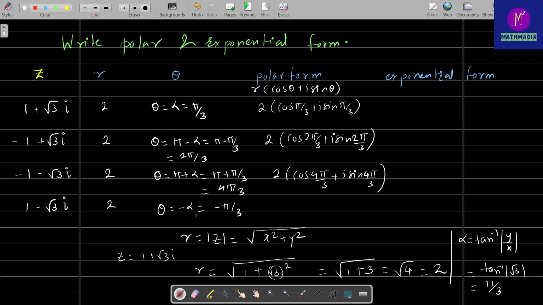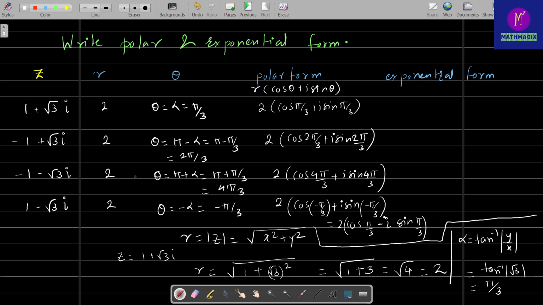For 1 minus root 3i, as r is 2 and theta is minus pi by 3, we can write it as 2 times cos of minus pi by 3 plus i sin minus pi by 3, which we can also write as 2 times cos of pi by 3, because cos of minus theta is cos theta, but sin of minus theta is minus sin theta. Hence we will have here minus i times sin of pi by 3. So this is the way we can find the polar form of all these numbers.